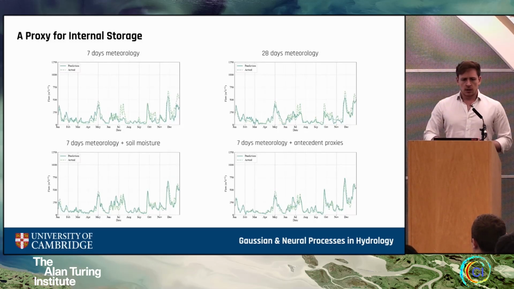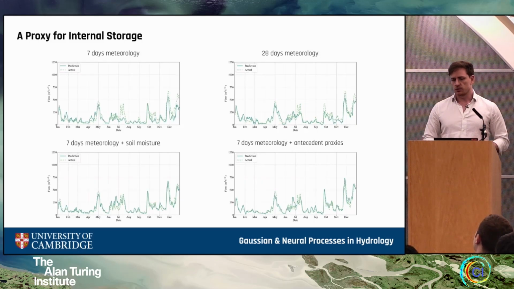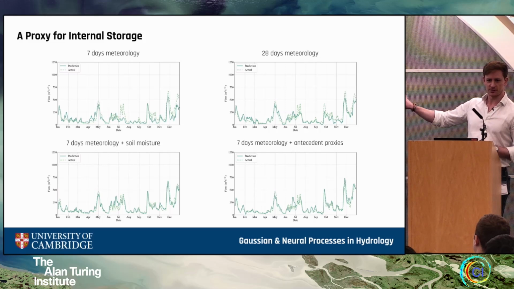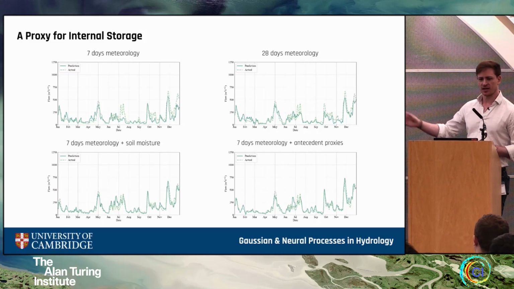So that change in internal storage obviously isn't a meteorological variable, and typically people will quantify this through measures such as soil moisture. Although this isn't a neural process or Gaussian process model, I did check that what I used instead, a statistical parameterization of meteorology in place of the soil moisture, is a suitable swap to make.